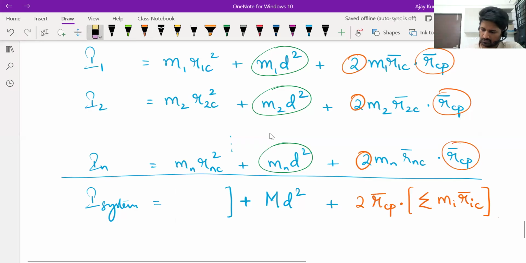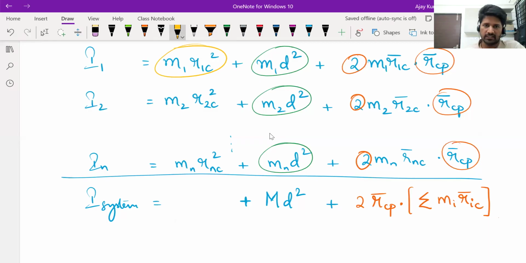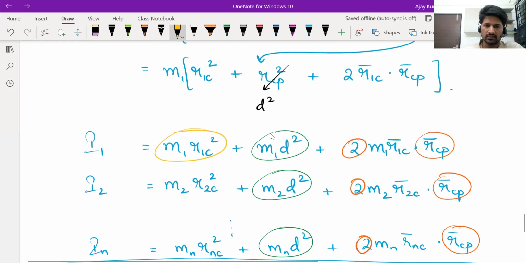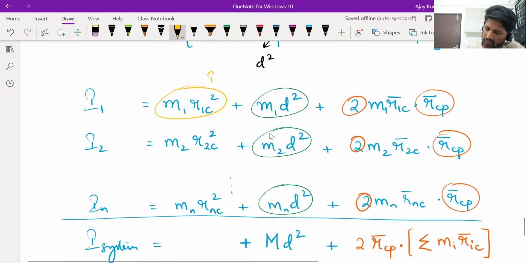Now look at this first term also. m1 r1c squared. m1 is the mass of the first particle. r1c is the distance of the first particle from the axis passing through the center of mass. So effectively it's like mr square only, no? But about an axis passing through center of mass. Therefore, this term is nothing but moment of inertia of the first particle about axis passing through center of mass.